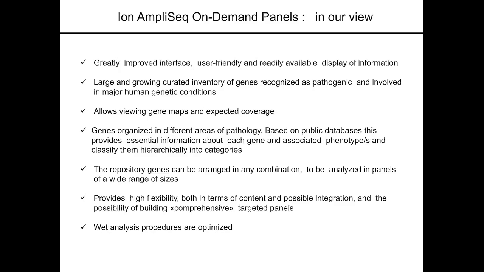The genes are organized in different areas of pathology, and this provides essential information about each gene and associated phenotypes, and it's important to have them classified hierarchically into categories already. The repository genes can be arranged in any combination, and this is very important. So they can be analyzed in panels of a wide range of sizes. The system provides high flexibility both in terms of content and possible integration, and especially the possibility of building comprehensive targeted panels, which is our goal.